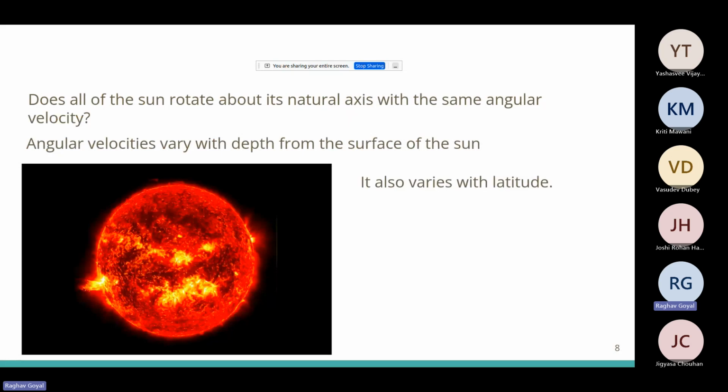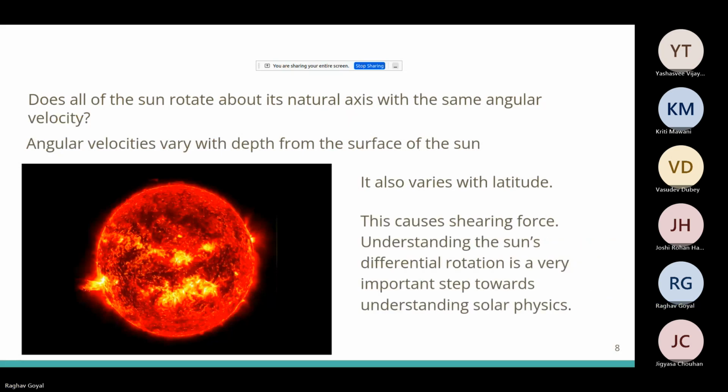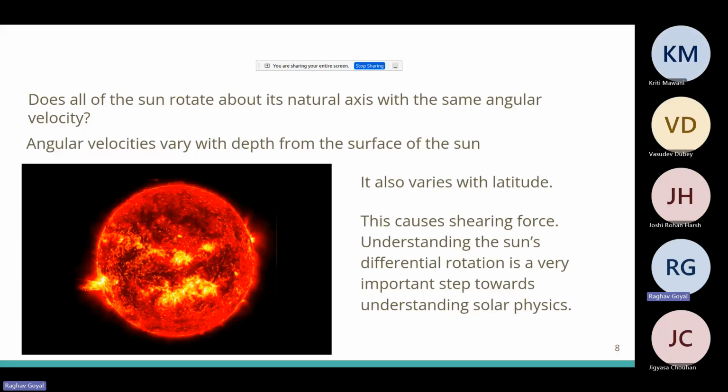So as a matter of fact, this gives rise to a lot of interesting physical phenomena. Obviously, given that the layers are moving at an apparent angular velocity with respect to each other, they do experience shear force, which causes interesting things, and which are kind of beyond the scope of this.